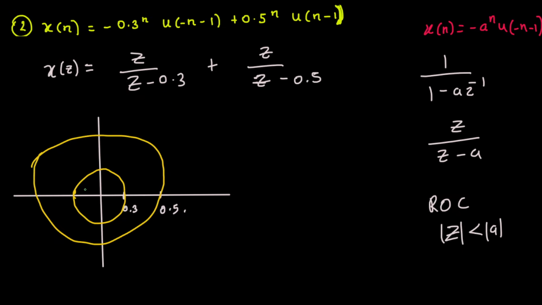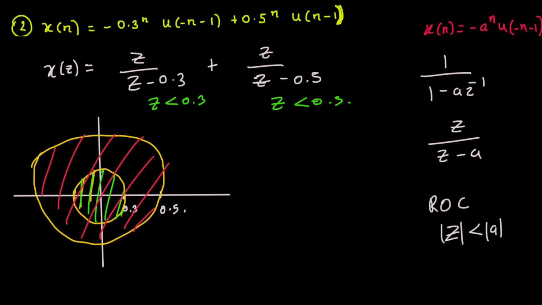Okay, for the first one, the region of convergence is the interior like this, because we see the condition: the region of convergence is |z| less than a, which means for this one |z| is less than 0.3, and for this one |z| is less than 0.5. So this is for the smaller circle, and for the bigger one, the region of convergence is the whole thing inside of it. And that doesn't include the circle. This one doesn't include 0.5, this one doesn't include 0.3.